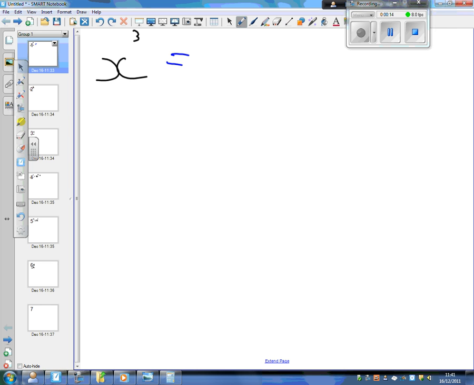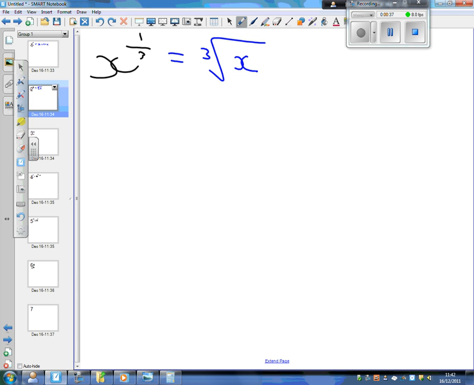So if we start with this fairly simple one, x to the power of 3 is the same as saying x times x times x. Sorry for my handwriting, but yeah, so x cubed is saying times itself by 3 times. Now if we want a more difficult one, x to the power of a third. This is the same as saying cubic root of x.